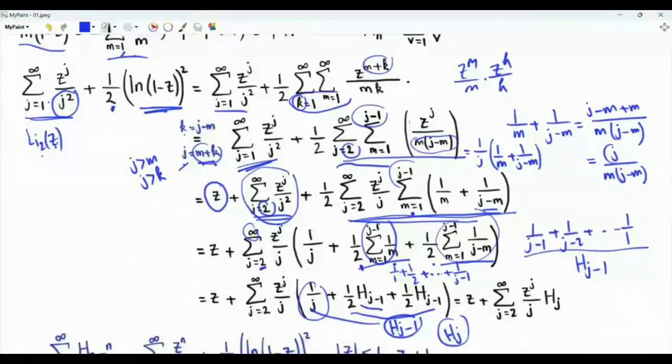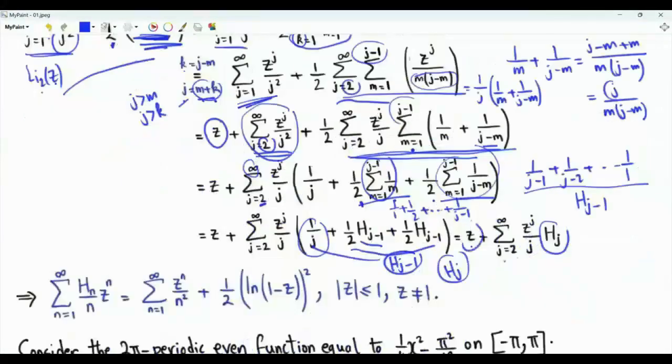The dilogarithm of z plus 1/2 times the square of the logarithm of 1 minus z. This left-hand side is equal to z plus summation j from 2 to infinity, z to the j divided by j, times the jth harmonic number. This lonely term here can be written as z to the power 1 divided by 1 times the first harmonic number H_1, which is just 1 over 1, which is 1. In other words, we can take this z and join it to this summation. So the sum from 1 to infinity using index n of H_n divided by n times z to the n is equal to the dilogarithm of z plus 1/2 log 1 minus z squared. We will need this result later.